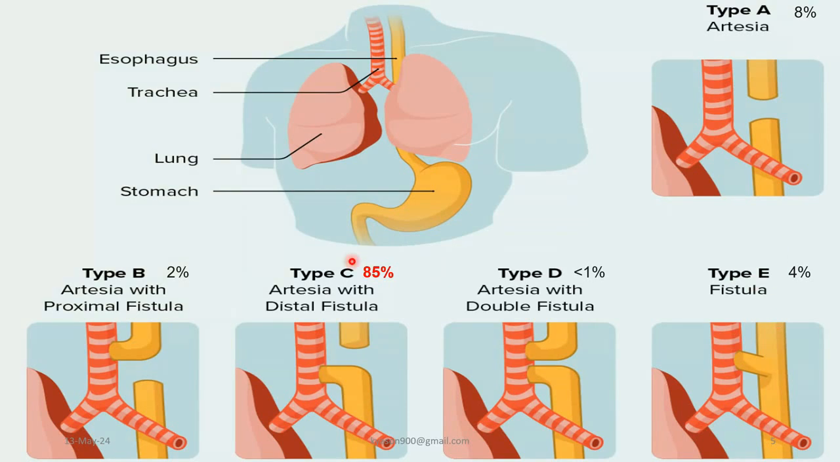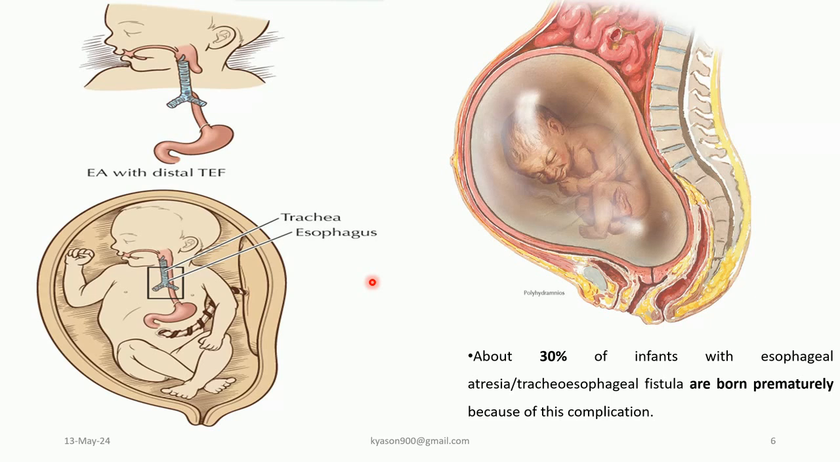This is type E, but all in all, this is the most common one, because it's present in most of the neonates. This abnormality, we said it's the most common one. The proximal esophageal atresia with the distal tracheoesophageal fistula is the most common one, and usually it's going to result in complications during the gestation period.